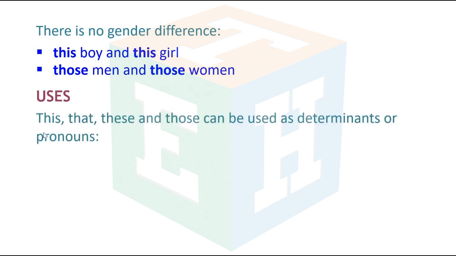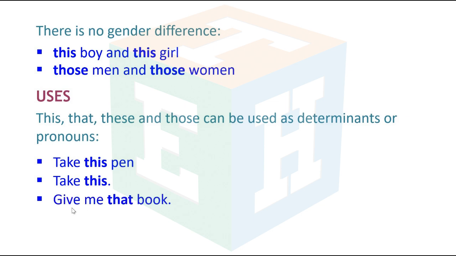Uses. This, that, these, and those can be used as determinants or pronouns. Take this pen. Take this. Give me that book. Give me that.